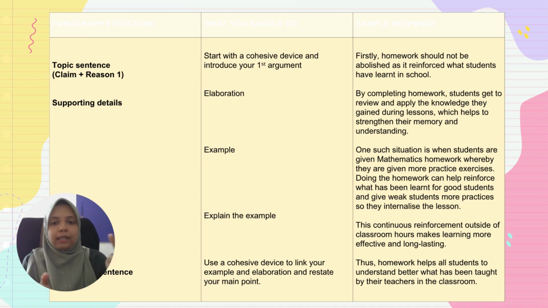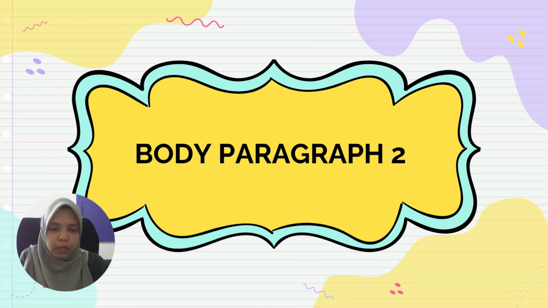So once you are done with the elaboration, the example, explaining the example, the last sentence, the closing sentence in each body paragraph is known as a concluding sentence. All right. In a concluding sentence, what you have to do is you need to conclude or restate your main point accordingly. So you have to restate your first main point in your last sentence. That is known as a concluding sentence. So the same process will be for body paragraph number 2 and body paragraph number 3. All right, the same process.